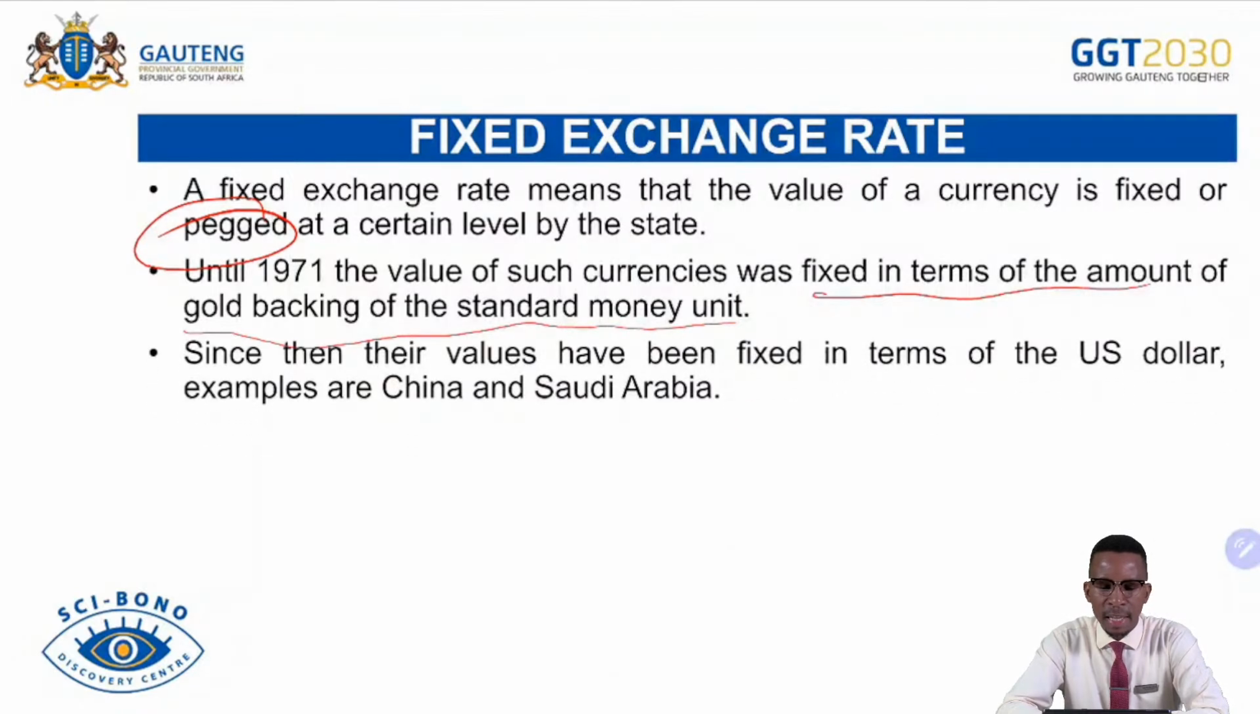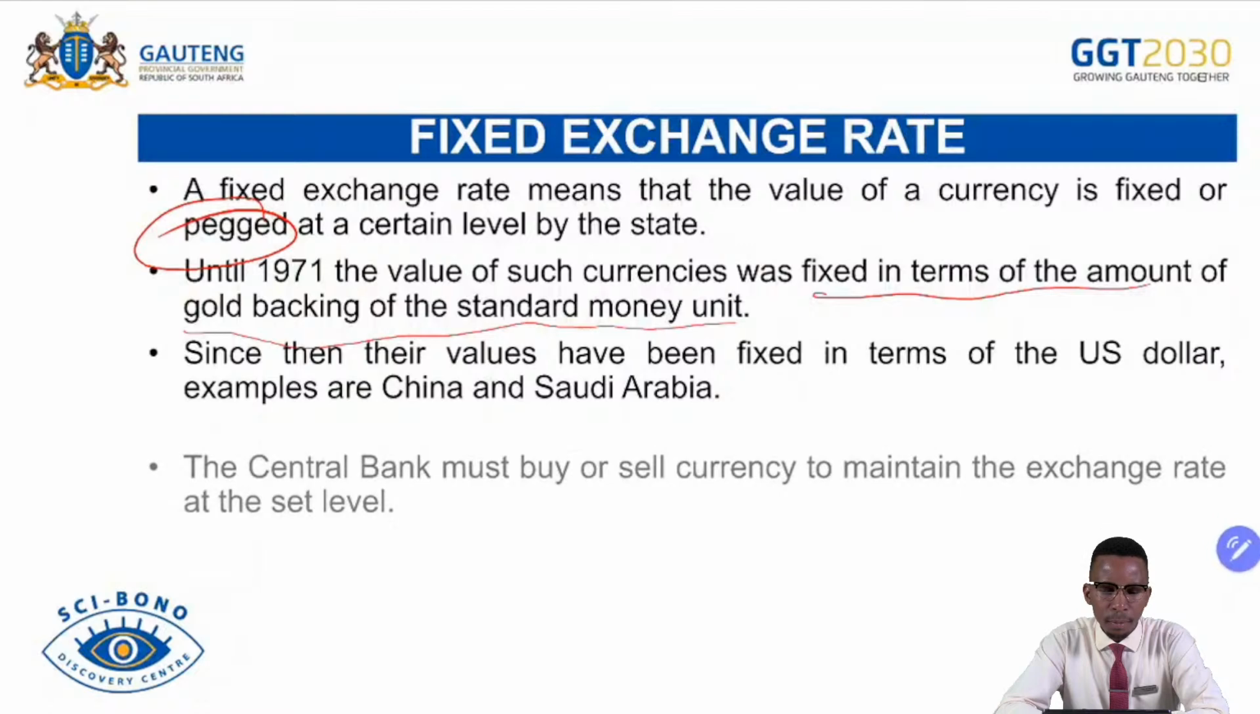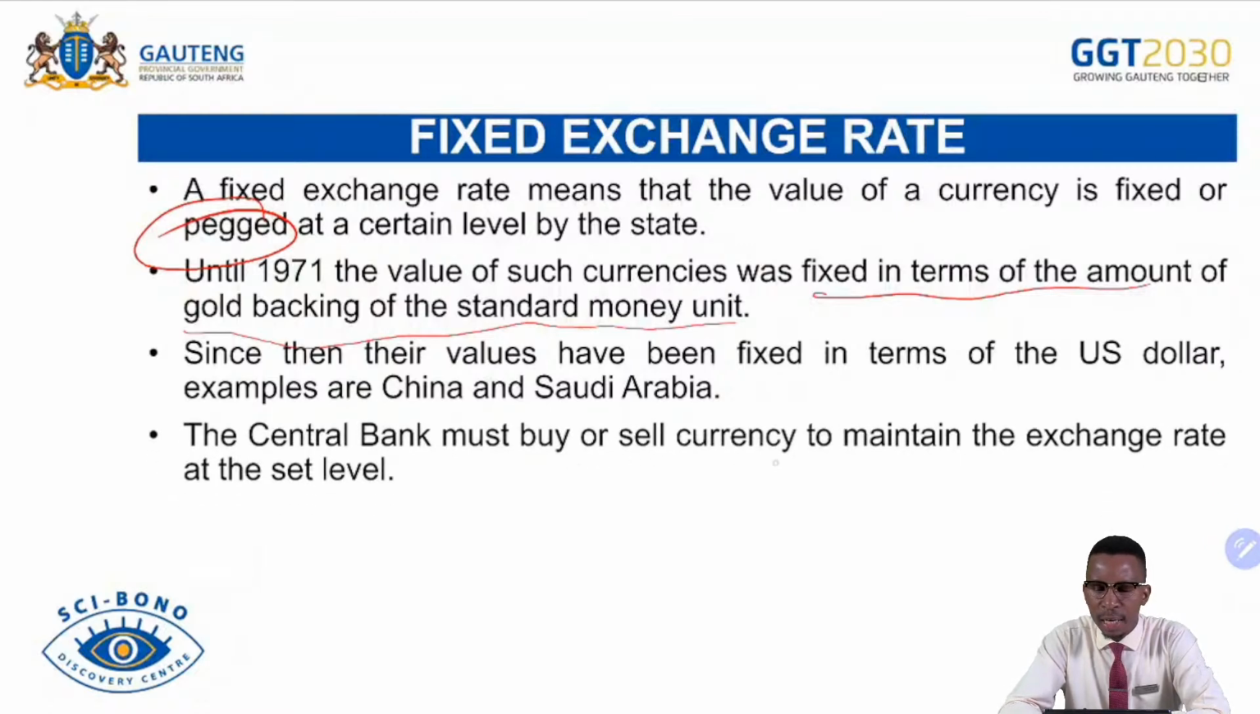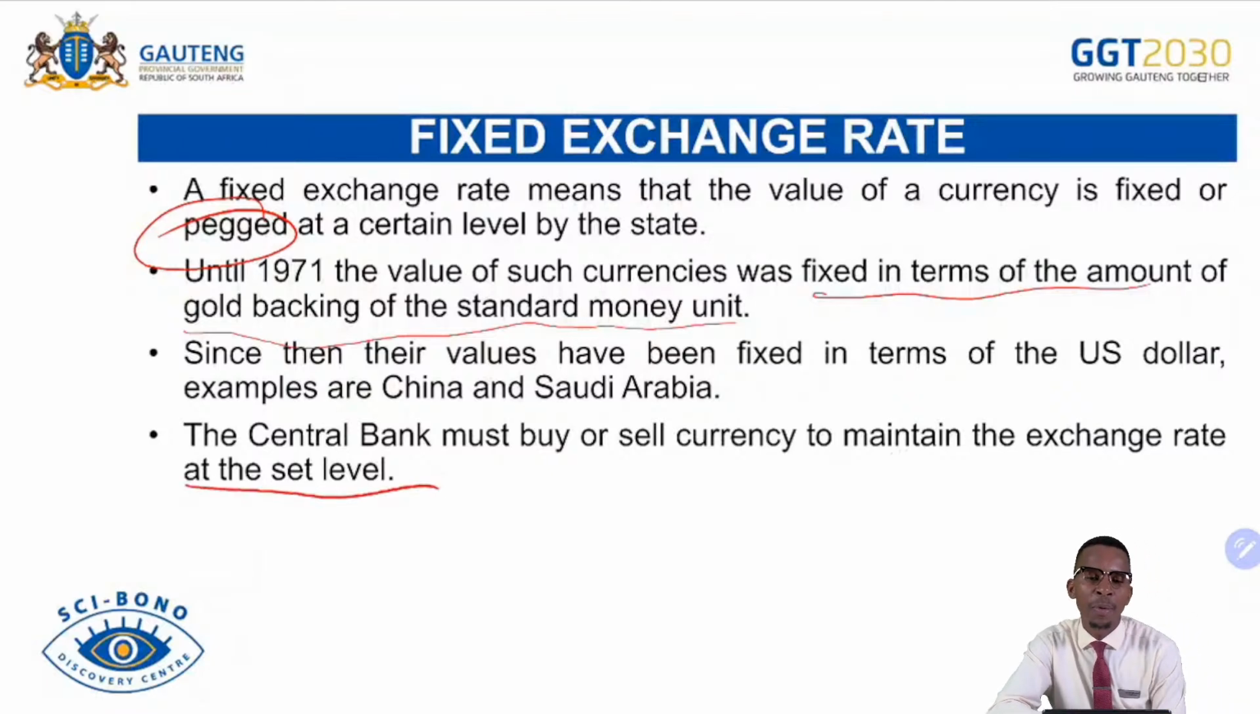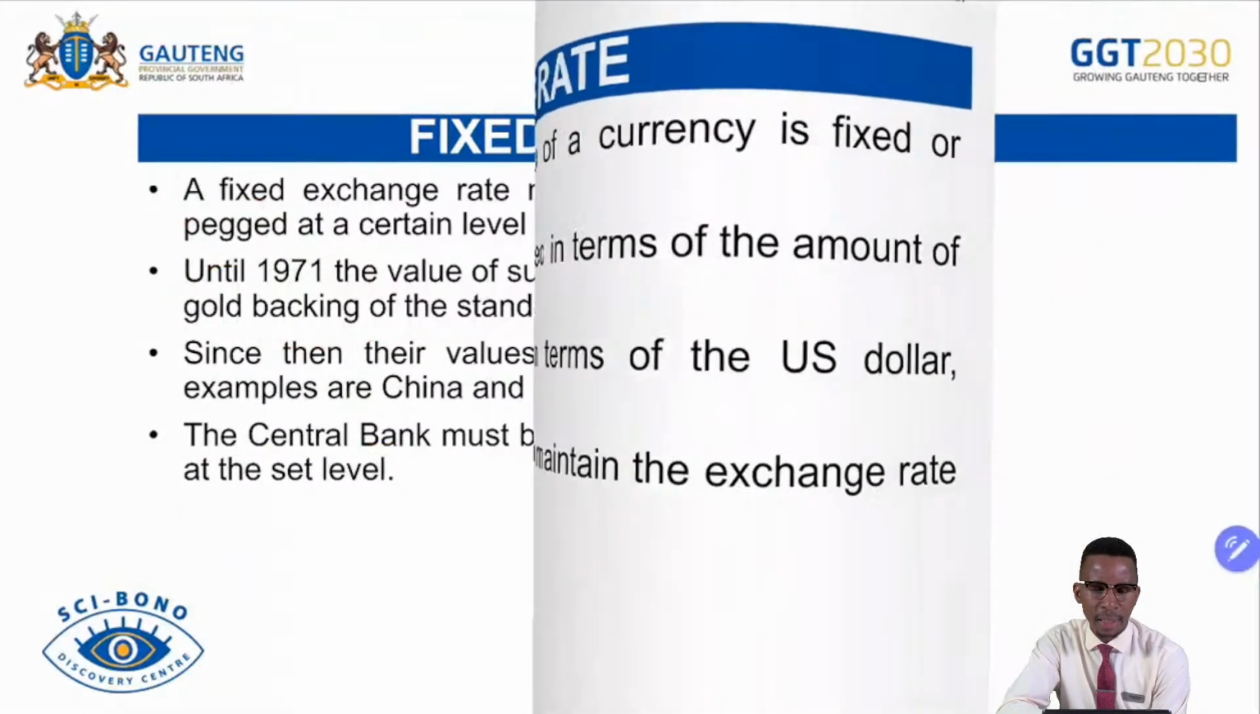Since then, their values have been fixed in terms of the US dollar. Examples are China and Saudi Arabia. The central bank must buy or sell currency to maintain the exchange rate at the set level. So to ensure that the currency does not appreciate or depreciate and remains at the set level, the central bank is fully responsible to do what? To buy or sell the currency.